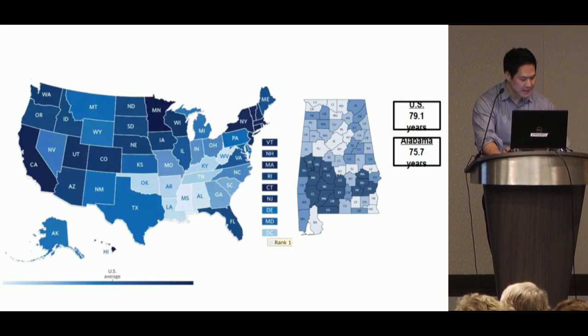So why is Alabama so unhealthy? When I ask people this question, the typical responses tend to be behaviorally based explanations, so things like sedentary behavior or poor diet or smoking. But then we can ask, what is it that makes Alabamians more prone to engage in these unhealthy behaviors?